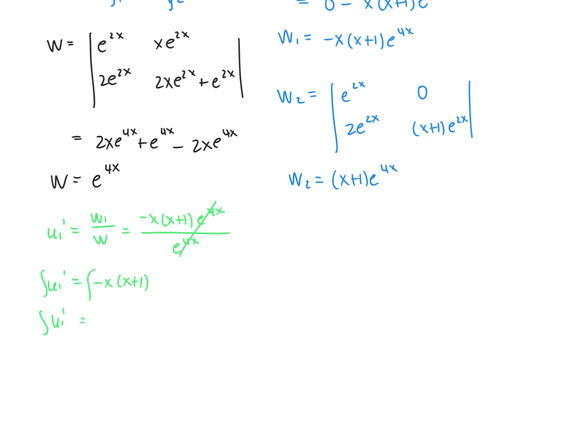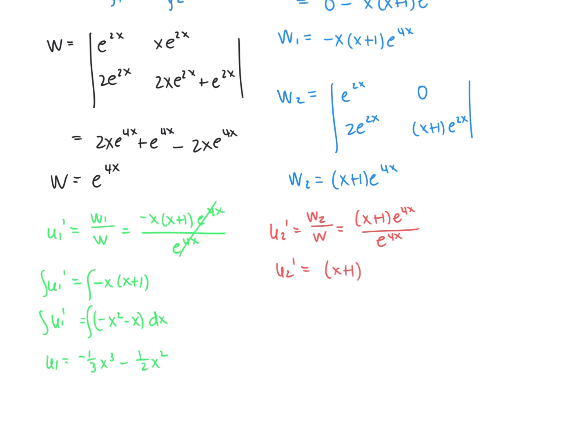So I'm going to integrate negative x squared subtract x dx. So I get u1 then is equal to negative 1/3 x to the 3rd, subtract 1/2 x squared. And remember, we're not concerned about the constants. So my u2 prime then is w2 divided by w, which is that x plus 1 e to the 4x over e to the 4x. So we get u2 prime then is equal to x plus 1, which I'm going to integrate. So the u2 then ends up being 1/2 x squared add x.